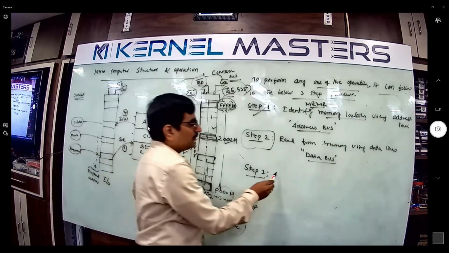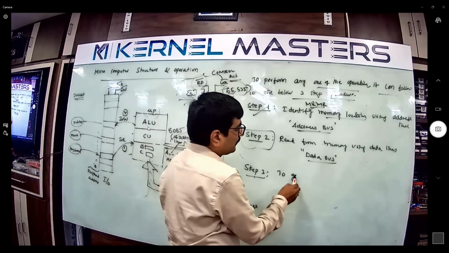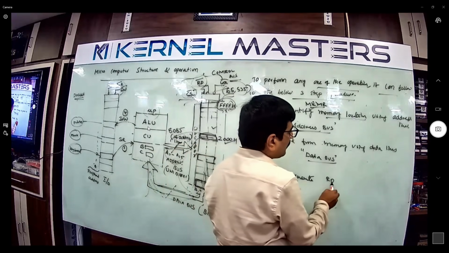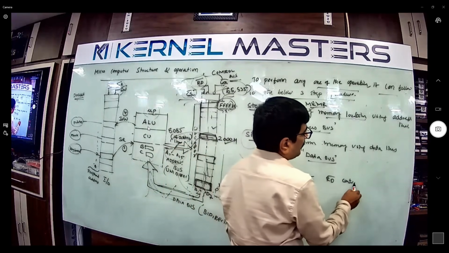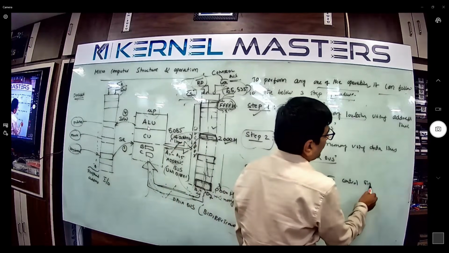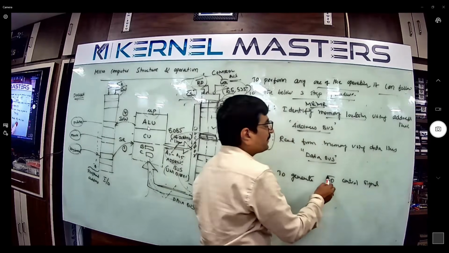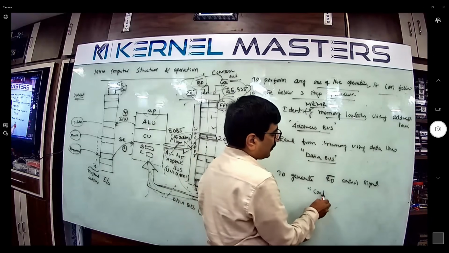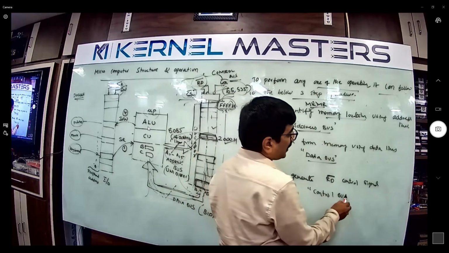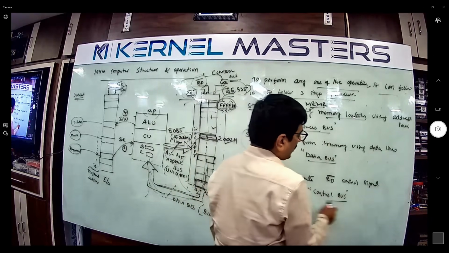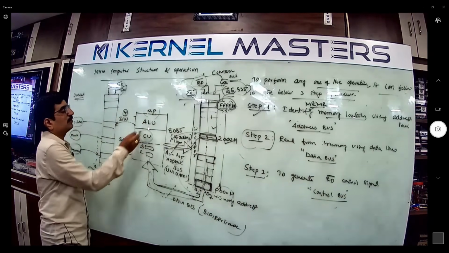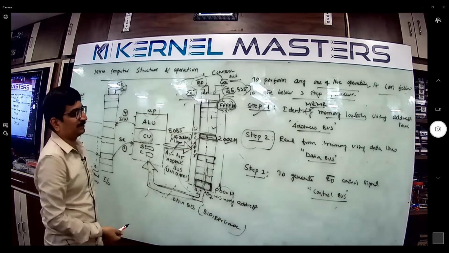To generate the read bar control signal, the job is done by the control bus. Who does the job? The microprocessor's control unit only. The control unit has the responsibility of generating the signal.